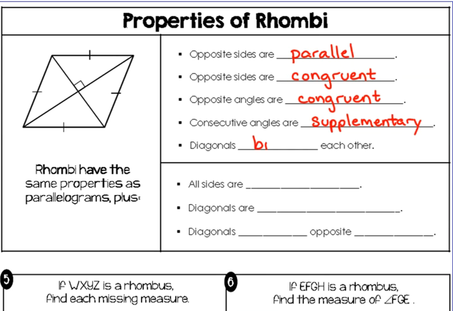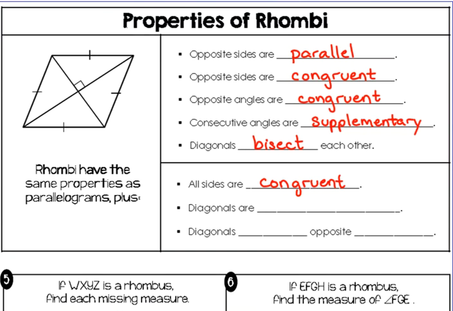And diagonals bisect each other. Okay, nothing new there. They're all the properties that we went over yesterday. They also apply to a rhombus. Now, these are the new ones. In a rhombus, all sides are congruent. All sides are congruent. The picture is already marked that way.